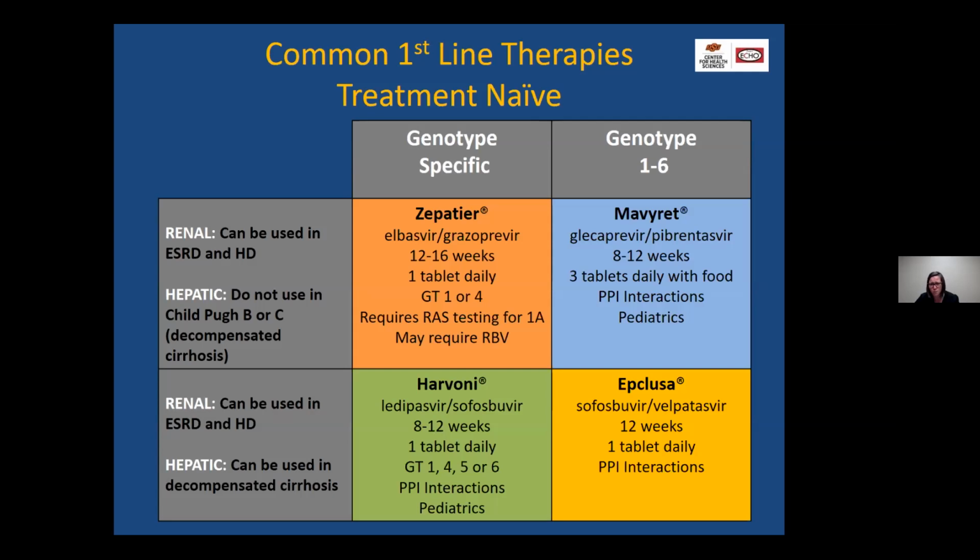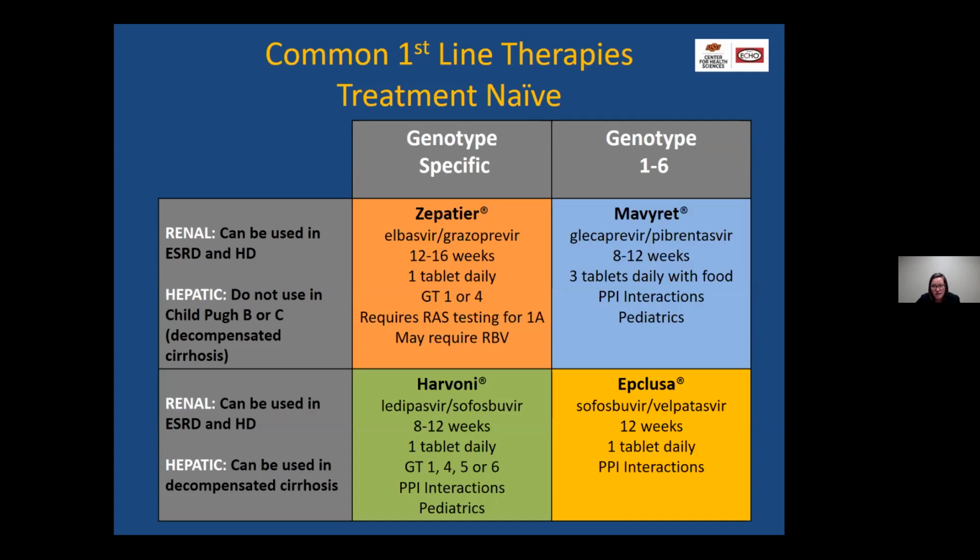Now, if we're looking at the rows, really the difference here is the hepatic considerations. So the top row there with the Zepatier and Mavyret, they're contraindicated in patients who have Child-Pugh B or C decompensated cirrhosis, but they can be used in all stages of renal disease. The bottom row, the same thing. They now can be used in all stages of renal disease.